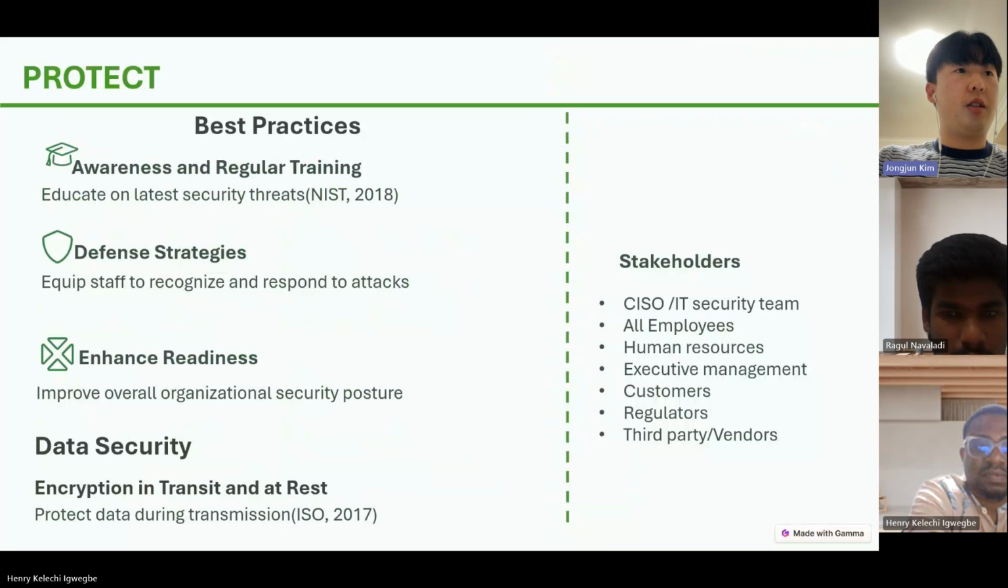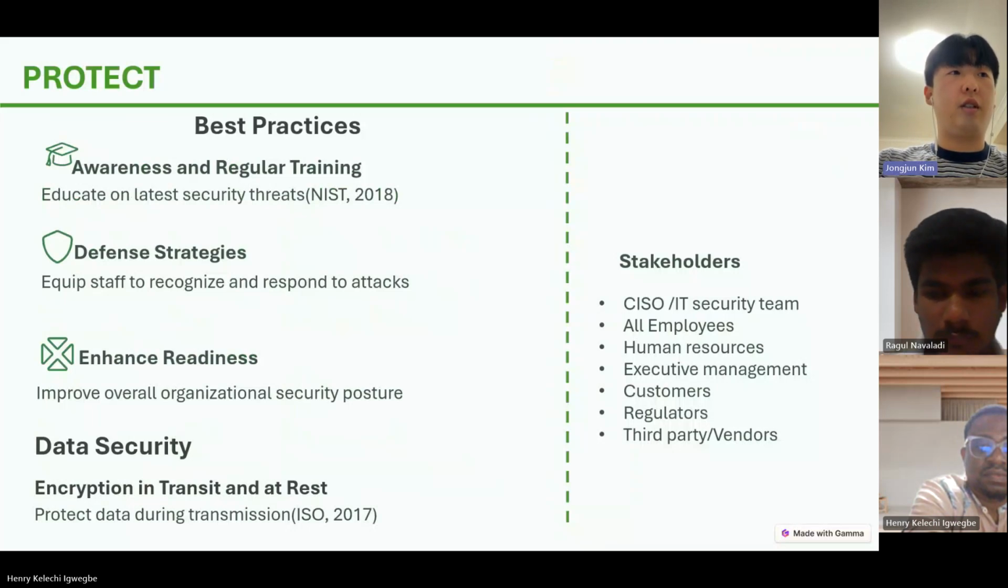The second strategy is awareness and training. It is essential for employees to be prepared to address the latest security threats. NIST 800-53 highlights that regular security training significantly strengthens an organization's overall security posture. For instance, educating employees about identifying phishing emails can greatly reduce the risk of social engineering attacks.